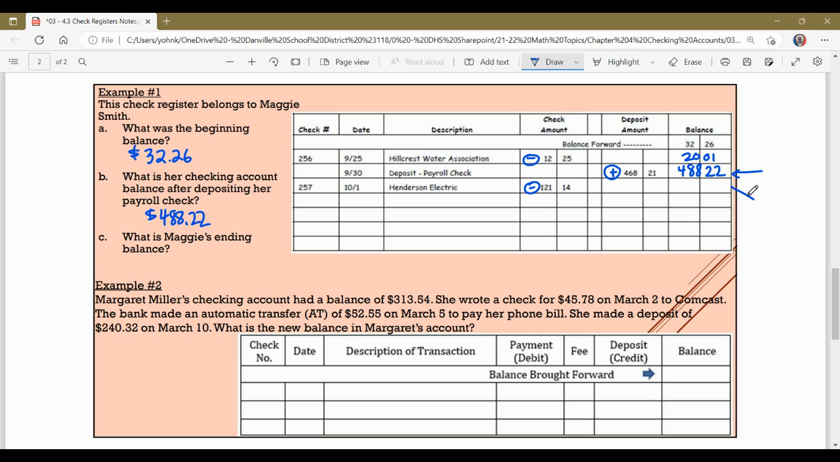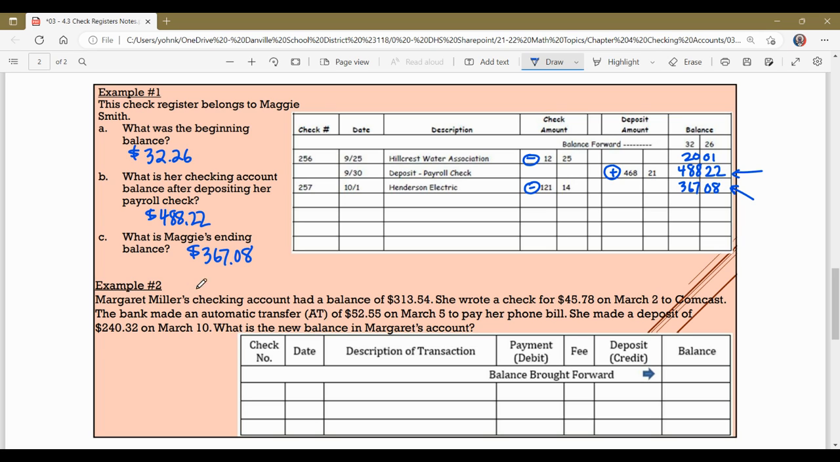What is Maggie's ending balance? So now I need to find this last one. So I take 488.22, go to the next row, and I subtract 121.14, and that gives me 367.08. So her ending balance is 367.08. So you always take the balance and then add or subtract to get a new balance. And you keep going until you run out.